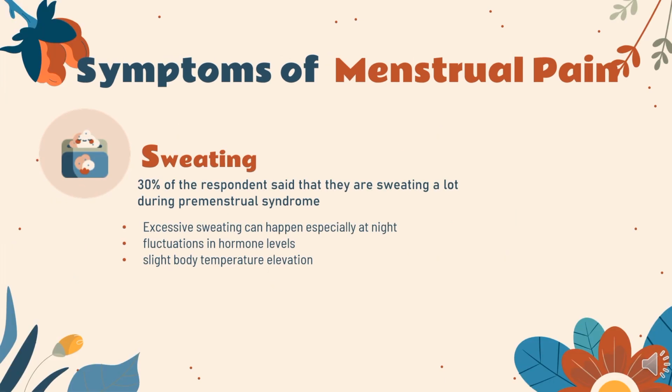The last one is sweating. According to the survey, 30% of respondents said they are sweating a lot during premenstrual syndrome. It is because excessive sweating can happen before menstruation, especially at night. This is caused by fluctuation in hormone levels and a slight body temperature elevation in the luteal phase of the cycle. This condition is normal and doesn't require treatment.